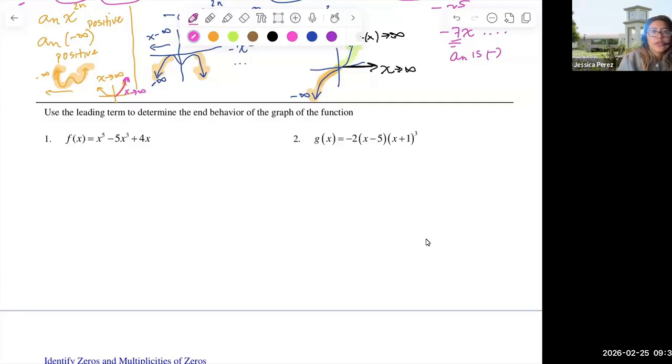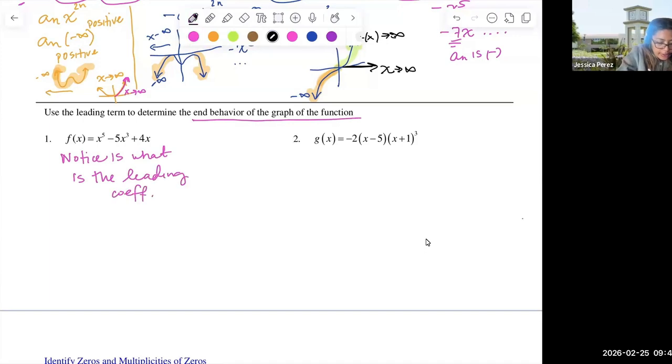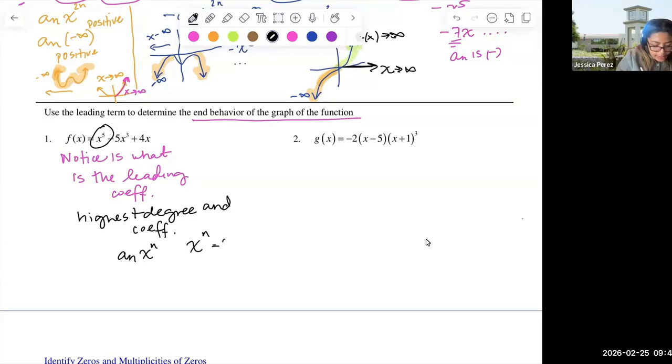Alrighty, so now let's go over some examples on how to determine the end behavior of a graph. So the first thing you have to notice, step one, is what is the leading coefficient? In this case, the leading coefficient is who has the highest degree and the coefficient. So in this case, the coefficient a sub n, x to the n, is x to the fifth power, and a sub n is 1. So 1 is greater than 0, that means it's positive, and n is odd.